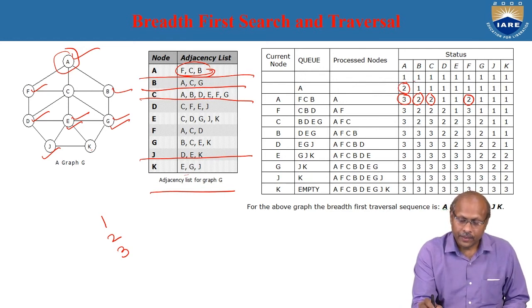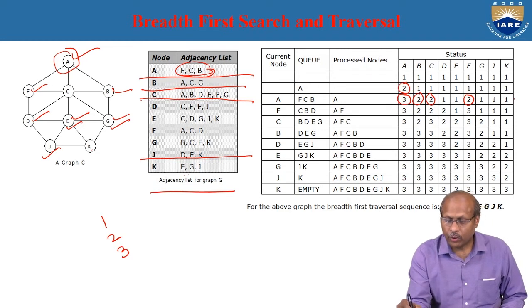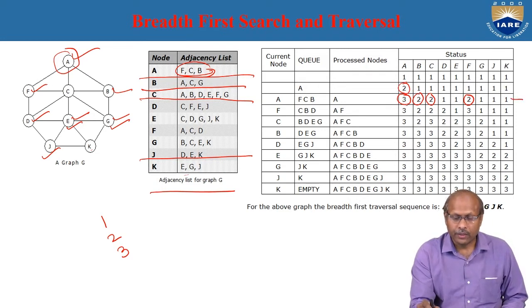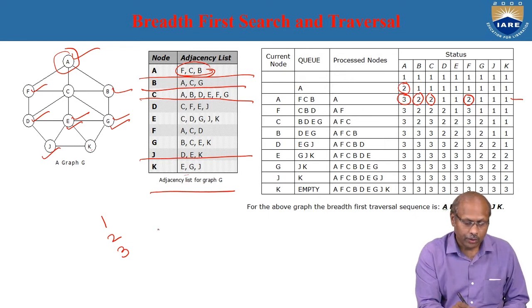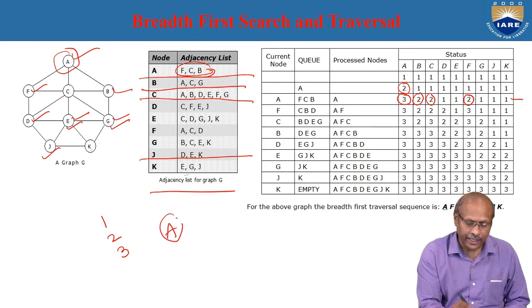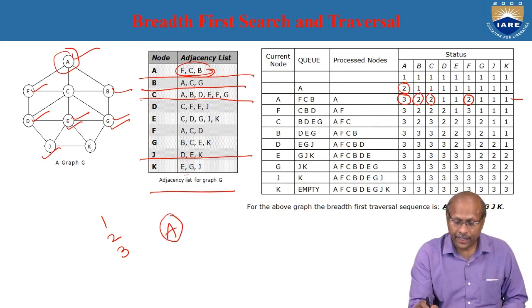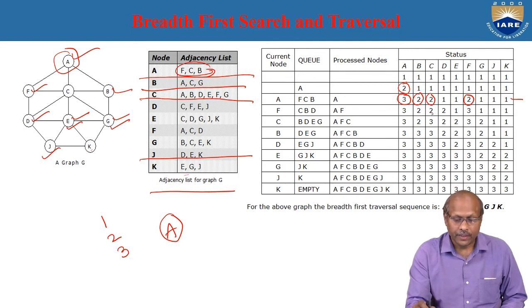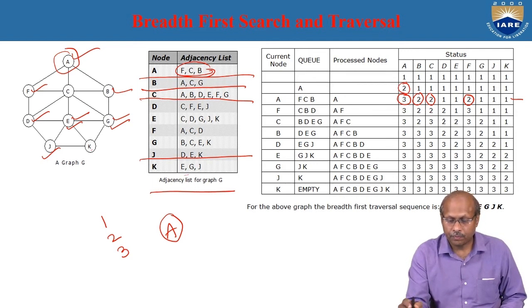Now see, you can observe this row. In this row, the first node is over. Now A is over. Once A is over, now next is B. So it indicates that first you have visited A. After A, you have inserted F, C, B.